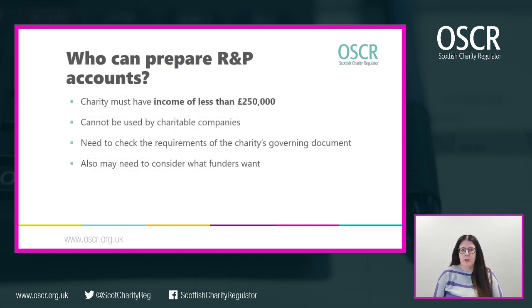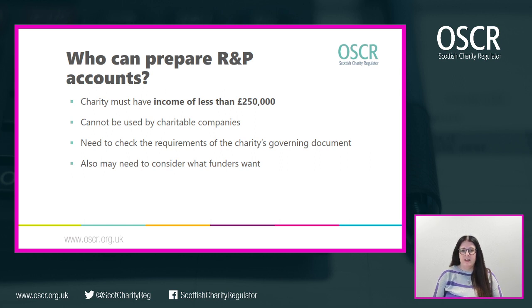Firstly, let's be clear about who can actually prepare receipts and payments accounts. And for ease of reference, I'll talk about R&P accounts when I'm talking about receipts and payments accounts in this presentation. For a charity to be eligible to prepare receipts and payments accounts, its income must be less than £250,000. Receipts and payments accounts can't be prepared by charitable companies. And this is because charitable companies are bound by company law, which requires them to prepare accrued accounts. So charitable companies must always prepare accrued accounts using the SORP. We'll look at that a wee bit later on.